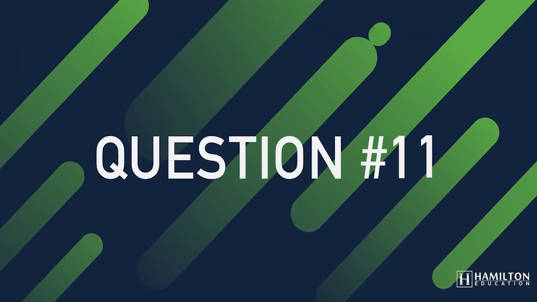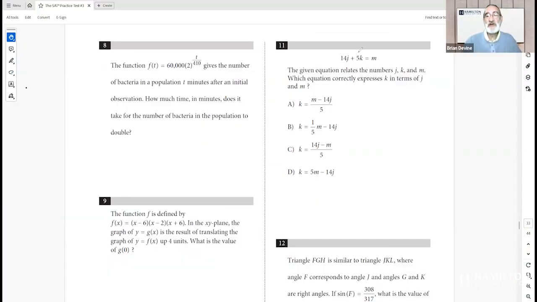Question 11. In question 11, we're given that 14 times some number j plus 5 times some number k equals some number m. And we're told that this relates the numbers j, k, and m. Which equation correctly expresses k in terms of j and m?